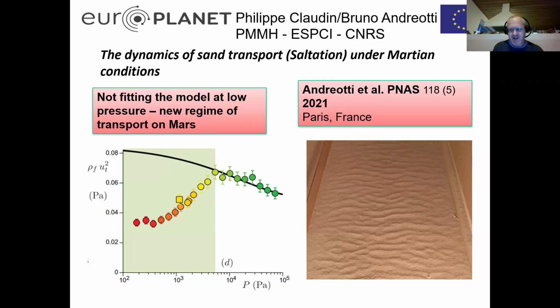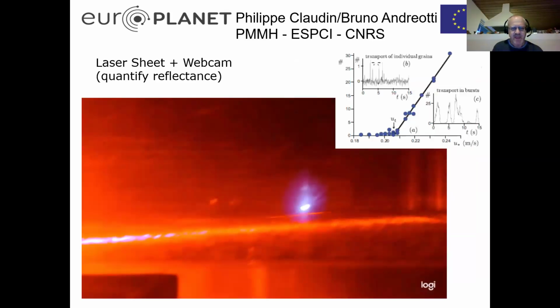So on the right, there's just a photo of some ripples generated at Martian conditions, which interestingly look a lot like they do at ambient terrestrial conditions.